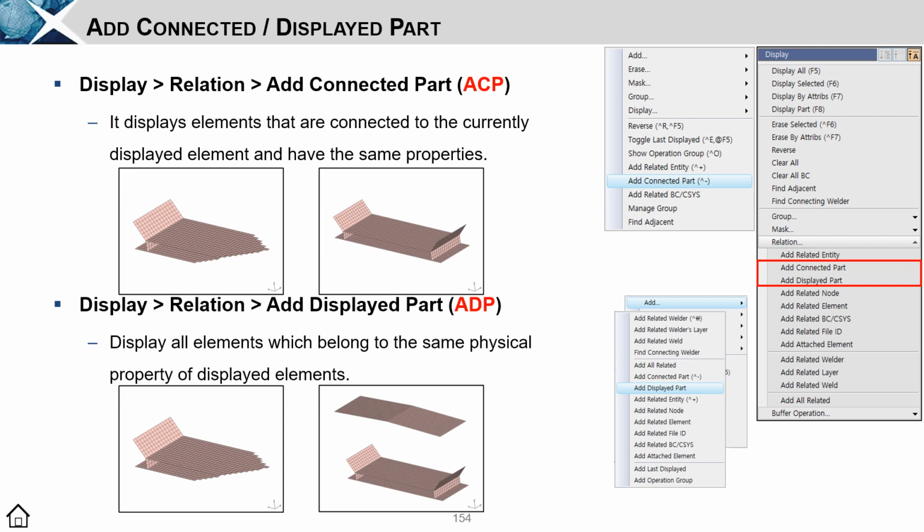Add Displayed Part function displays all elements which belong to the same physical property as displayed elements, unlike Add Connected Part. You can execute the command on the pop-up menu in idle state.